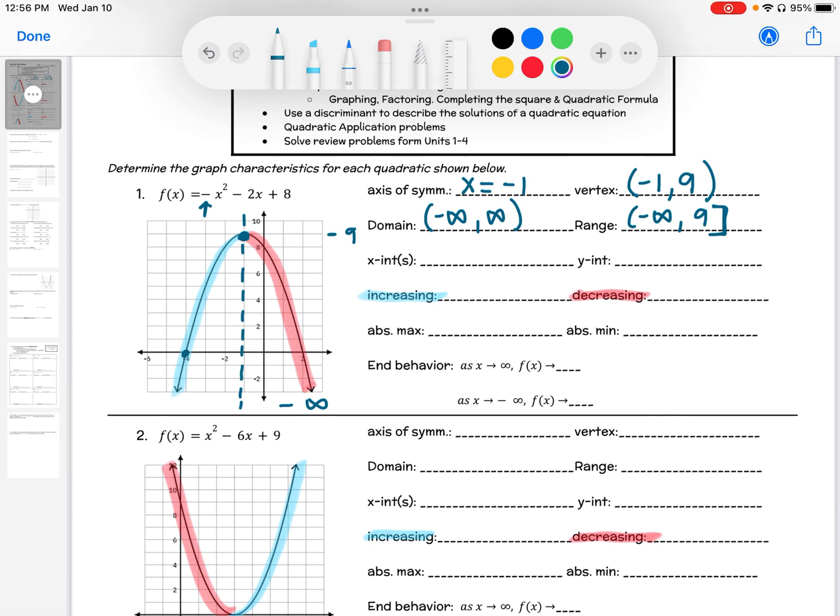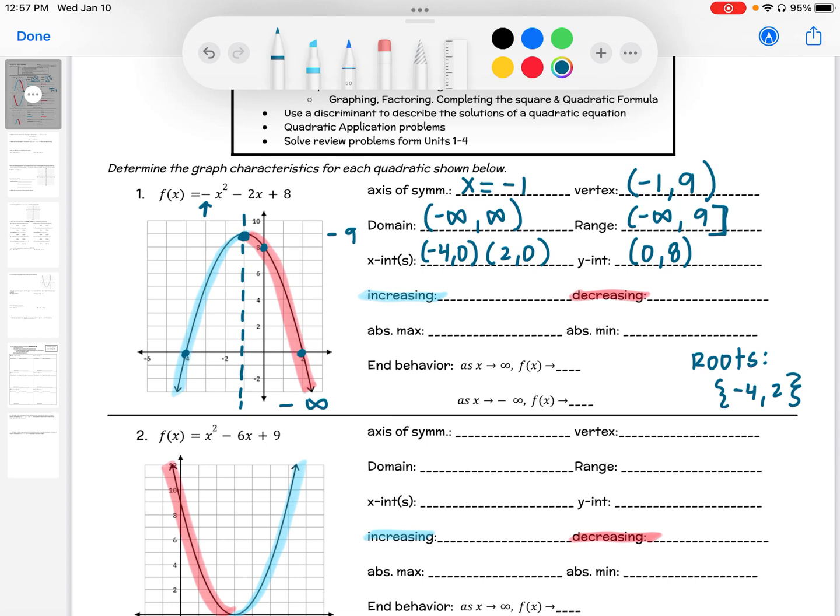X-intercepts are going to be where we cross the x-axis. So we cross in two spots. We cross at -4, 0, and we cross at 2, 0. Little side note, if I wanted to list the roots to this graph, it would be the same thing as our x-intercepts, but we would write them in those curly brackets. All right, y-intercept is where we cross the y-axis, so that's going to happen at 8, so 0, 8.